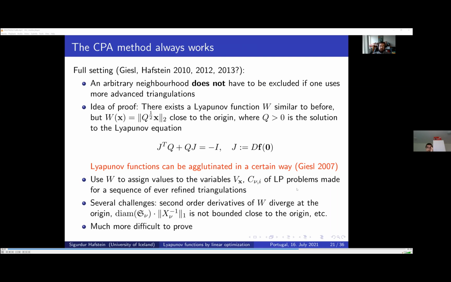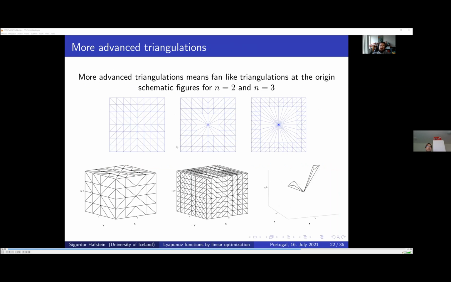And well, there are some challenges to prove. I'm not going to go into details because it gets pretty complicated, but one can still prove that the linear optimization problem has a solution. Here one needs triangulations. Well, there is simply not enough structure in a triangulation like this close to the origin. So one needs what we call a triangle fan at the origin. And yeah, it's plotted here in 2 and 3 dimensions. So we need more triangles close to the origin.